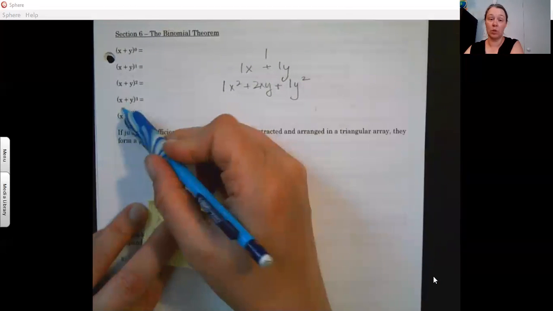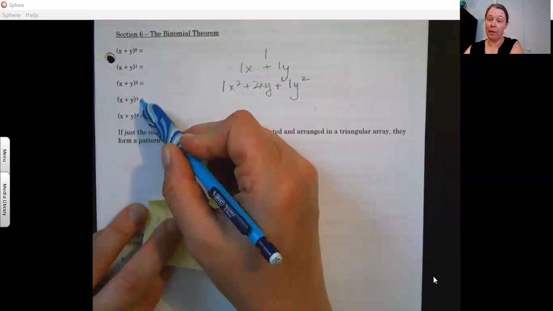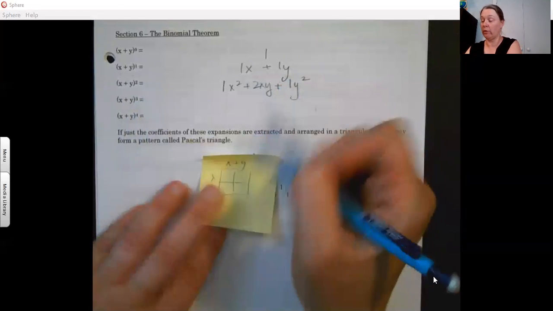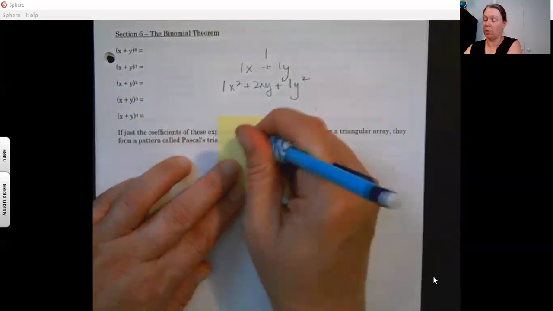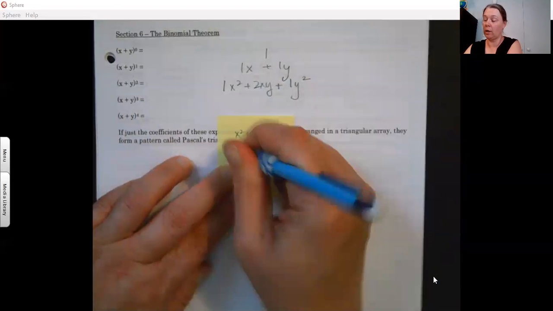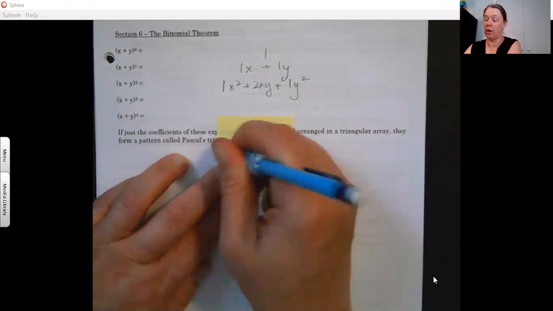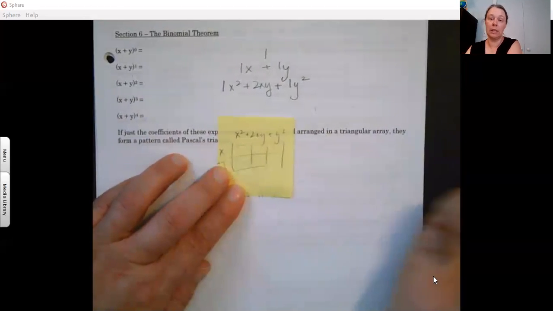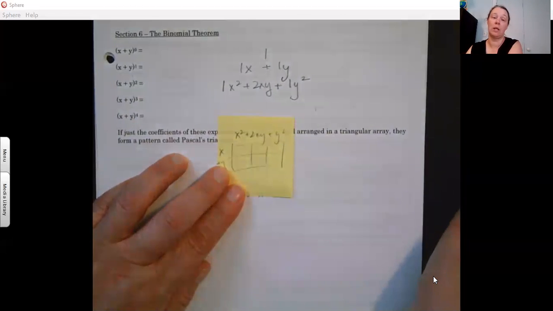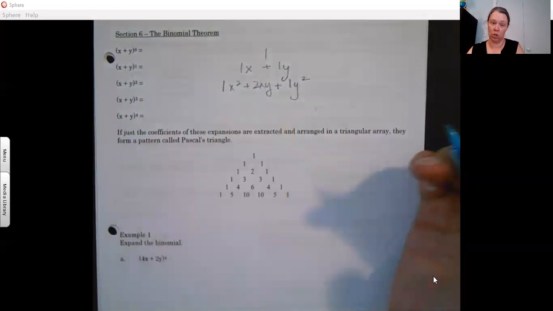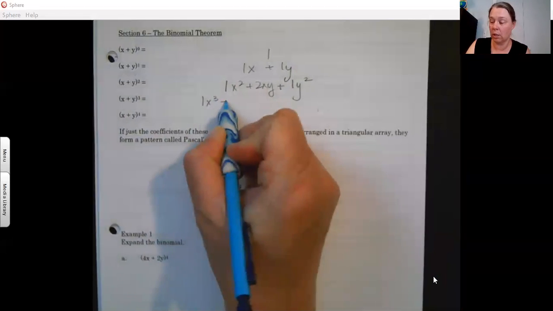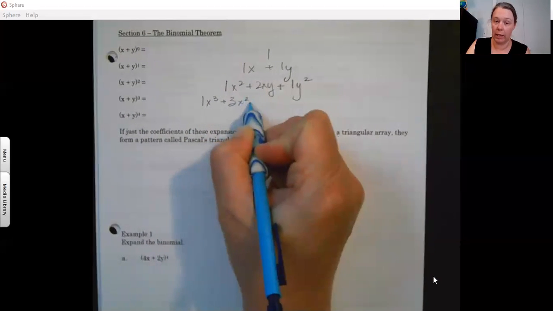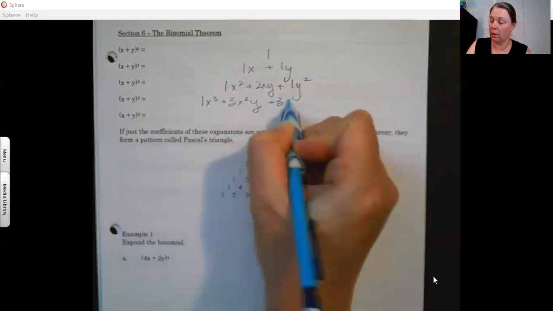Now, if I want x plus y quantity cubed, I'm going to take this answer, x squared plus 2xy plus y squared, and multiply it by another x plus y. You can see this is going to get really tedious really quickly, because to the fourth power, I would have to take my answer for the third power and multiply it by an additional x plus y. So mathematicians noticed some patterns that would help make this a lot easier. And that's what we're going to talk about today.